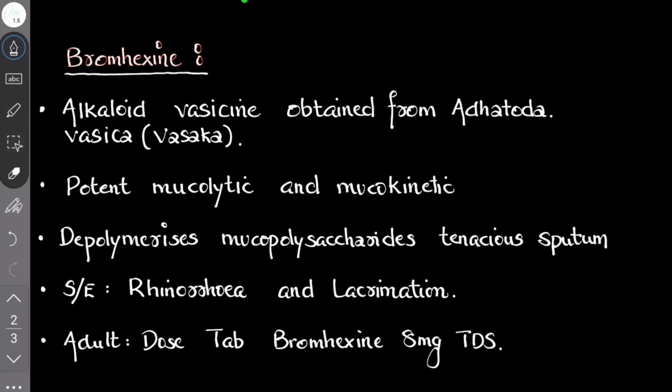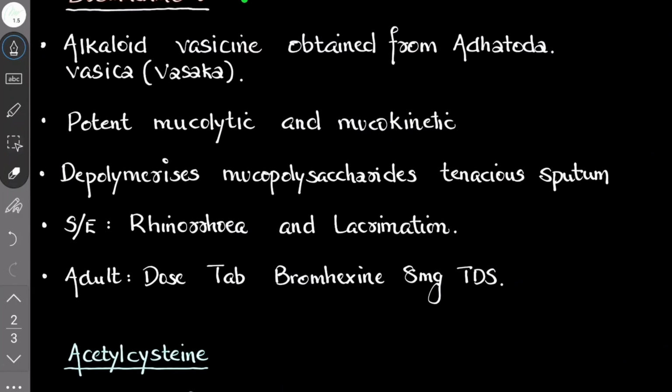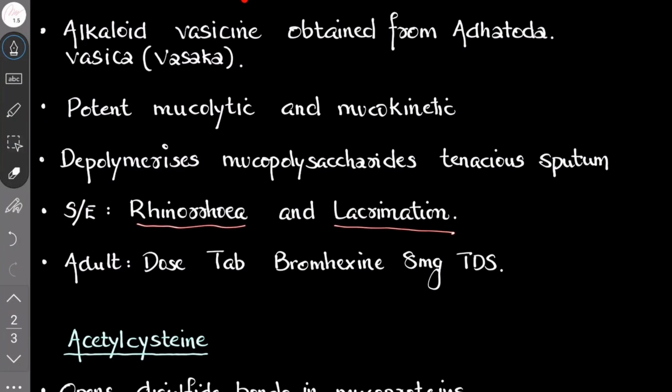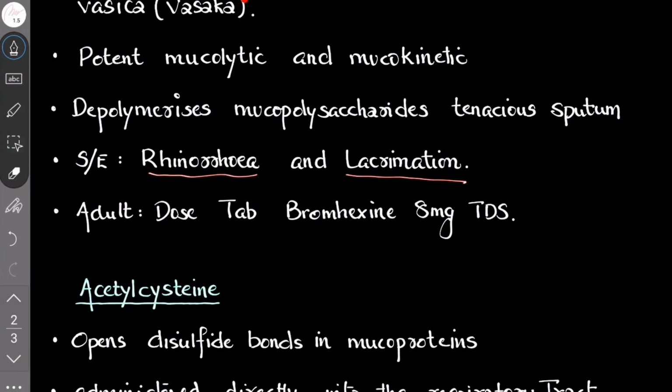Coming to bromhexine, it's an alkaloid obtained from Adhatoda vasica. It's a potent mucolytic and mucokinetic, that is, lysing the mucus as well as improving the secretion and enhancing the movement of the mucus. It depolymerizes mucopolysaccharides in tenacious sputum. The side effects are rhinorrhea and lacrimation. The adult dose is a tablet of bromhexine 8 mg TDS.